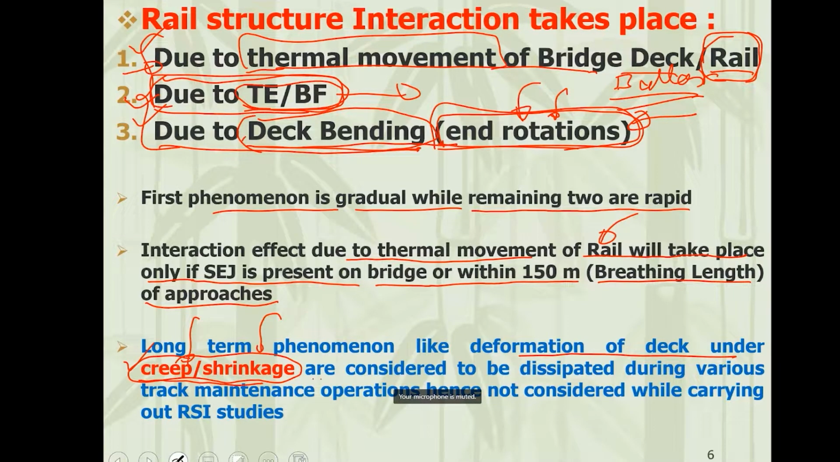Why have we neglected them? These are considered to be dissipated during various track maintenance operations, hence not considered while carrying out RSI studies. इसका मतलब क्या है कि जैसे क्रीप का कुछ इफेक्ट हुआ, क्रीप की वजह से आपका डायमेंशन चेंज हुए, राइट? जैसे ही मैं उसके ऊपर से ट्रैक की स्टिफनेस को डिस्ट्रॉय करता हूं, फॉर एग्जांपल आई डू दी टीआरआर, जब टीआरआर करते टाइम पे सारी रेल्स हम निकाल देते हैं, जैसे ही मैंने रेल्स डिस्ट्रॉय की तो ट्रैक का लॉन्गिट्यूडनल रेसिस्टेंस खत्म हो गया, या हमने बीसीएम चलाई ट्रैक के ऊपर तो उसमें भी बैलास्ट को पूरा लूज कर दिया, तो ये जो भी इफेक्ट क्रीप एंड श्रिंकेज का जनरेट हुआ है, ये उस समय डिसिपेट हो जाता है, राइट? एंड इंटरवीनिंग टाइम में जो इफेक्ट होता है वो नेग्लिजिबल है.